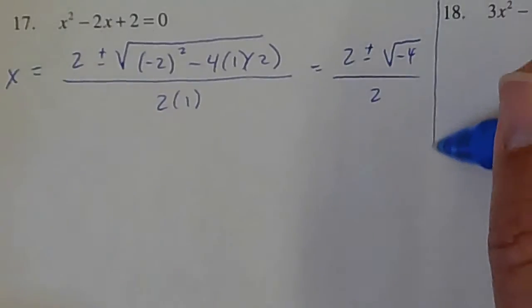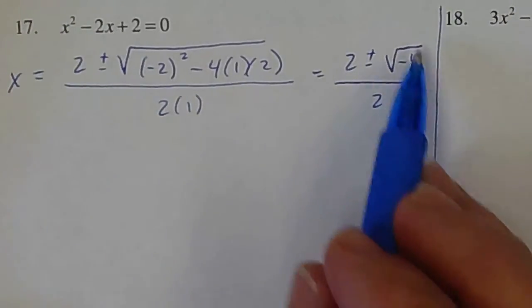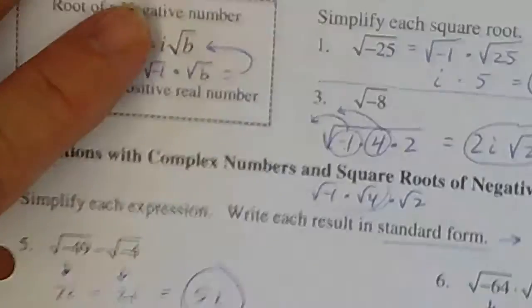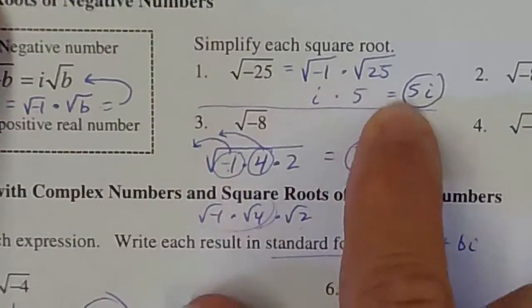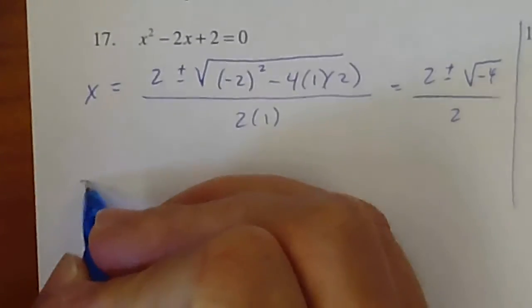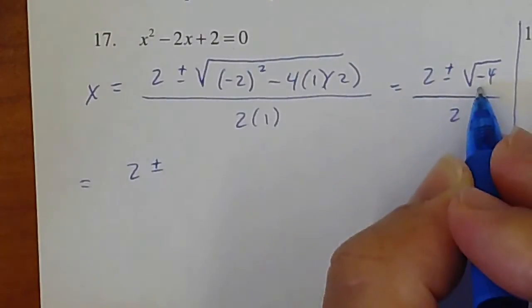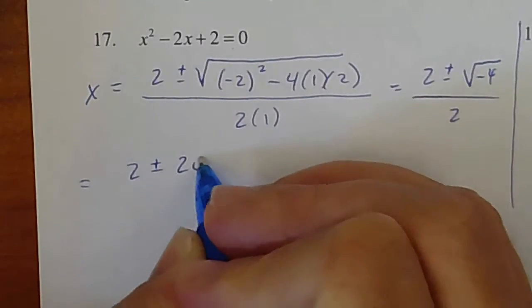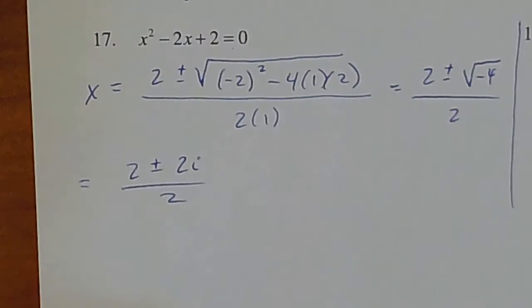Okay. So square root of negative 4. We worked on simplifying stuff like that on Friday. Square root of negative 25, right, was 5i. Now this is negative 4. We should say 2i. So this is equal to 2 plus or minus 2i over the square root of 2.